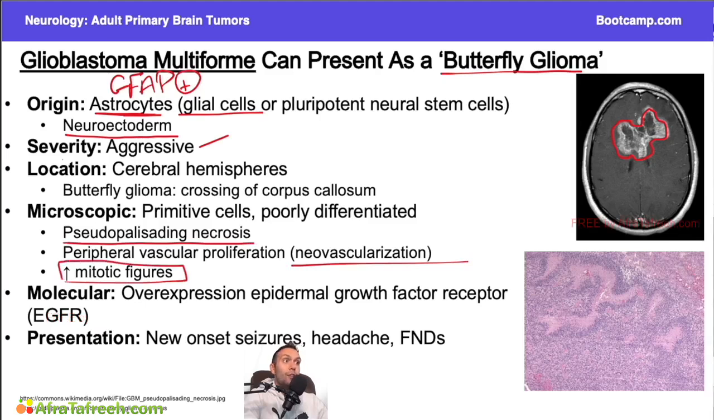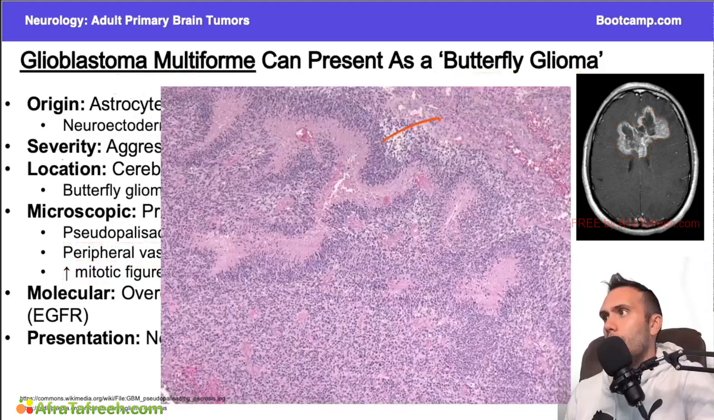So again, mitotic figures is another one of those terms where when you see it, you start to think, okay, this is an aggressive tumor. You can see all these nuclei here, and we're in a pretty low magnification, so you can see the nuclei are very small, but you can see they're kind of arranged in this pattern here, right, all around here. So this is the nuclear pseudopalisade that they're talking about.